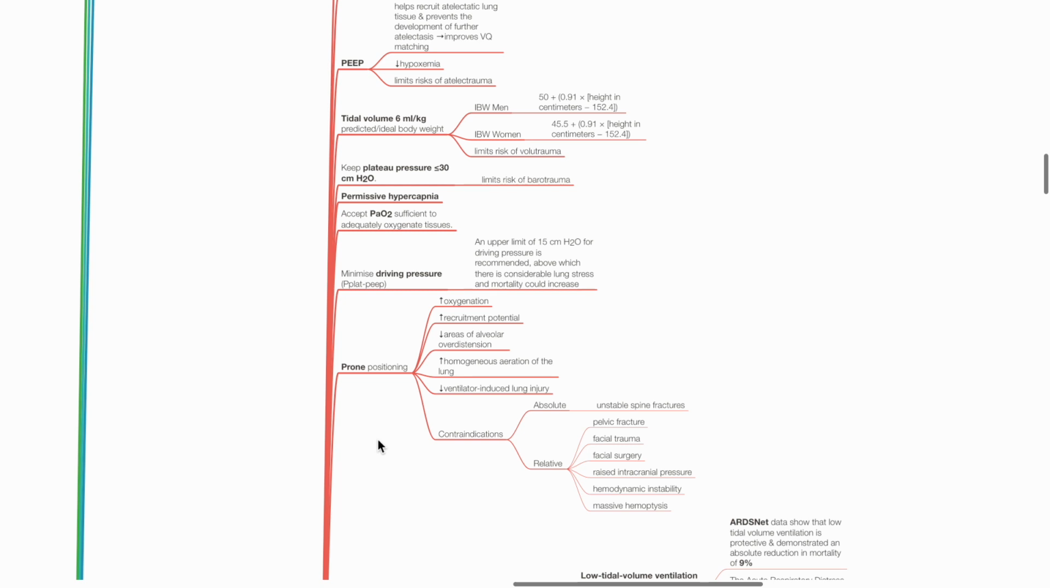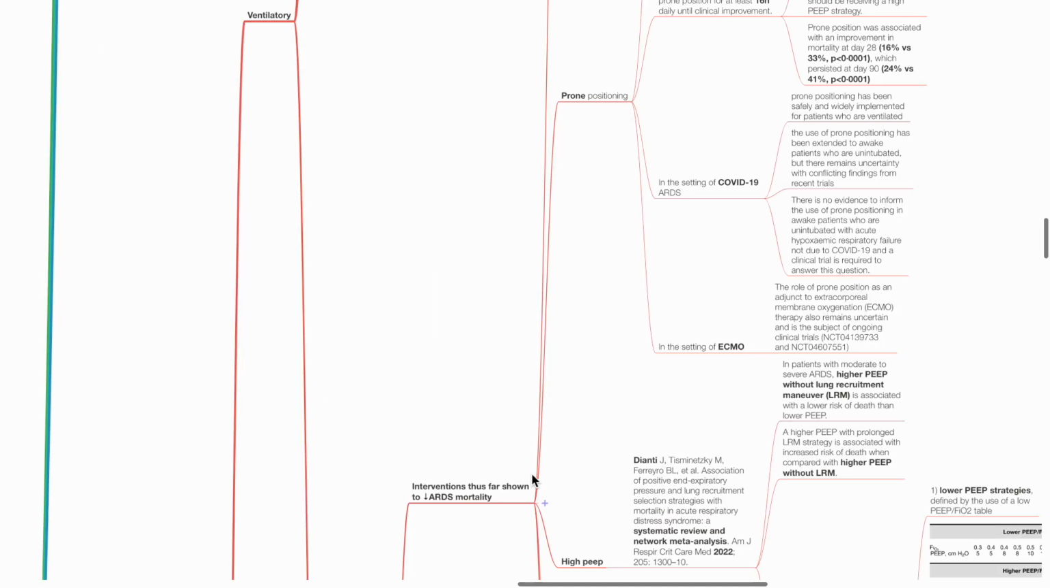Consider prone positioning, which improves oxygenation, recruitment potential, reduces areas of alveolar overdistension, increases homogeneous aeration of the lung, reduces ventilator-induced lung injury. Absolute contraindication for prone positioning includes unstable spine fractures. Relative contraindications include pelvic fracture, facial trauma, facial surgery, raised ICP, hemodynamic instability, and massive hemoptysis.